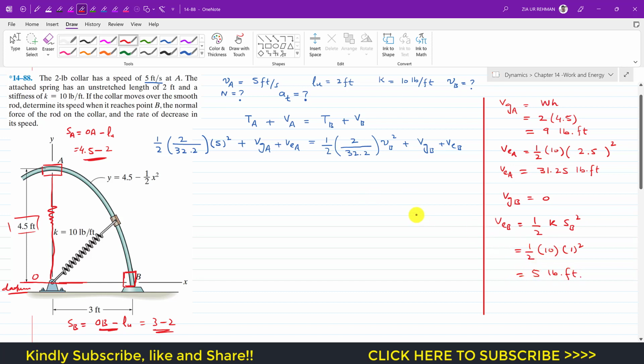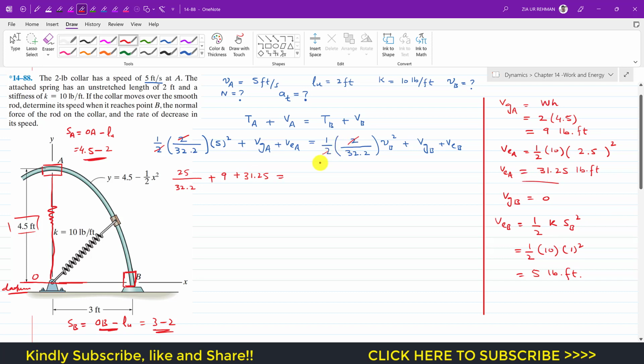So now we can plug in all those values. This 2 will cancel out, this 2 will cancel out. So this will be 5 squared, so that is 25 divided by 32.2, plus the gravitational potential energy at A. So this is 9, plus the elastic potential energy, which is 31.25 at A.